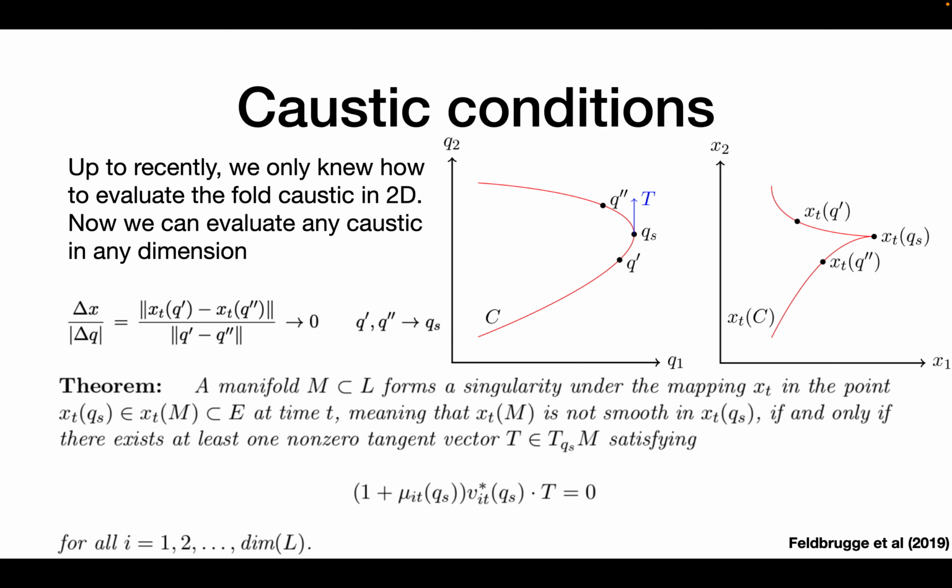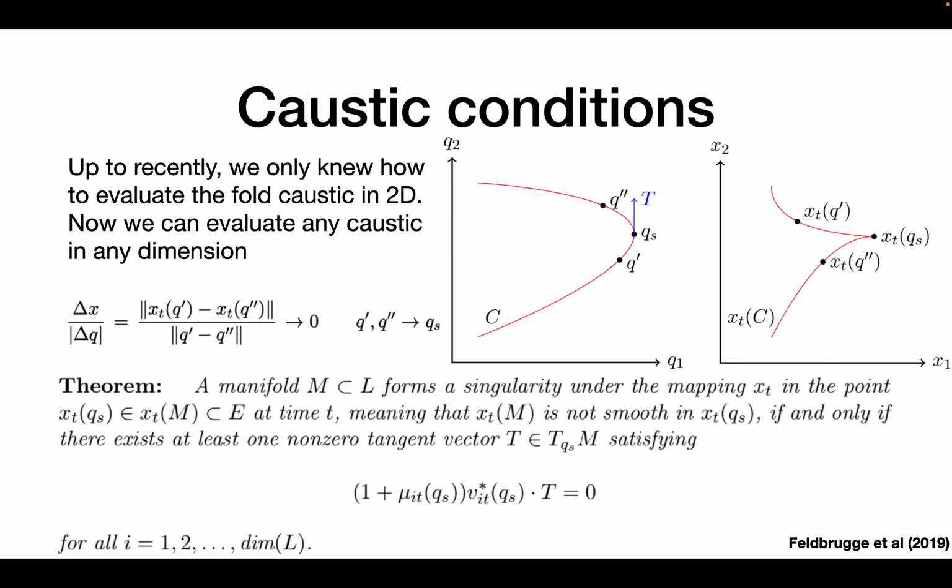Let's consider Lagrangian space, which is denoted by Q1 and Q2. And let's consider an arbitrary manifold in this Lagrangian space. Let's now take all the particles, points on this manifold and map them to Eulerian space using our map X. And what we see is that some points, here denoted by QS, are mapped to a singularity of the manifold on the right. It's a non-differentiable point. Now you can ask yourself the question, when does such a non-differentiable point emerge? And as it turns out, this is due to a combination of the geometry of the manifold and the mapping which sends you from Lagrangian to Eulerian space.